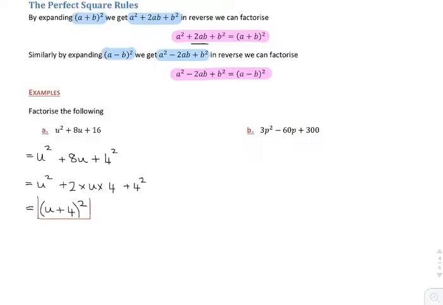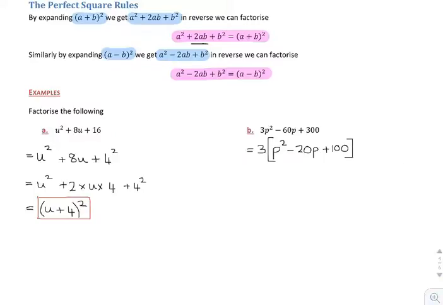If we look at example B, where we've got 3p squared minus 60p plus 300, our first step is to remove that 3. So that 3 needs to be removed because we don't want to deal with a larger value. We can, but it's just not ideal. So removing that 3, we're left with p squared minus 20p plus 100.